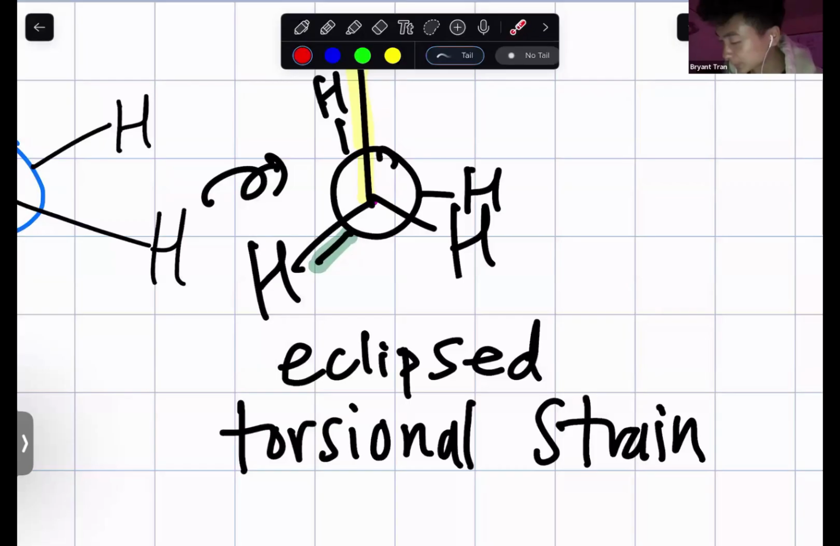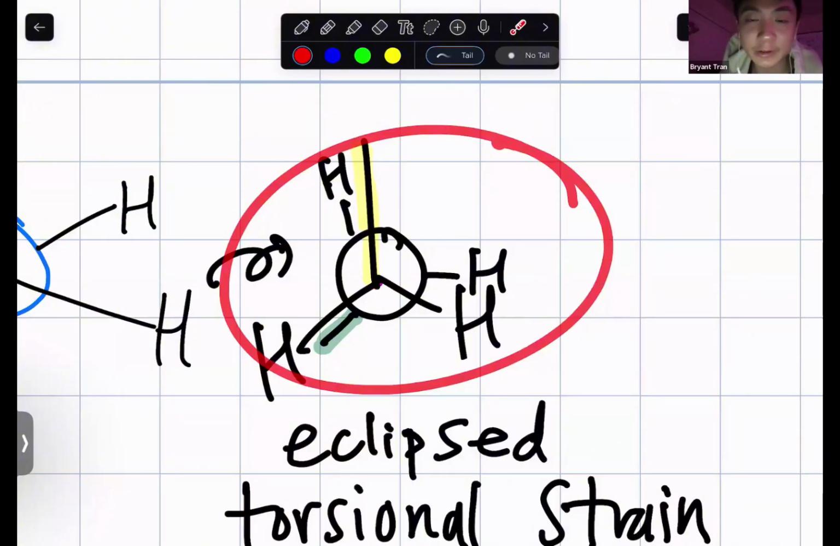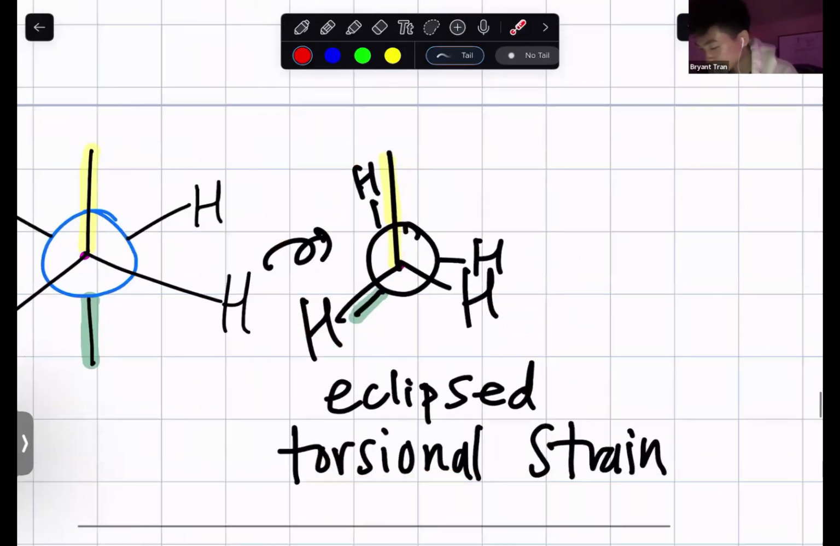Right, and it's torsional strain because the angle between them is not very good. They don't want to be in that awkward angle, right? This eclipsed conformation here only exists for a very short amount of time. When you rotate the bond, this is a transition state, right? It's very high energy. It's very unstable, and it's very unstable because of this non-ideal torsional strain, right?